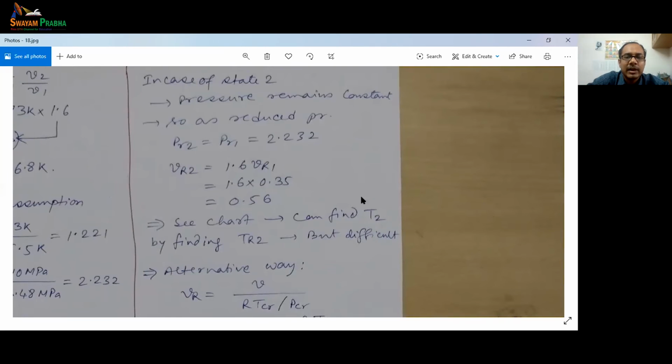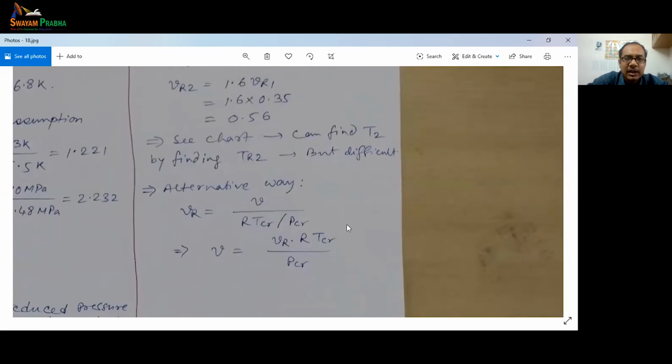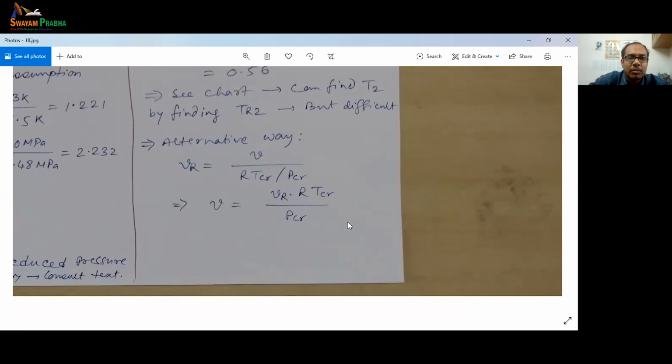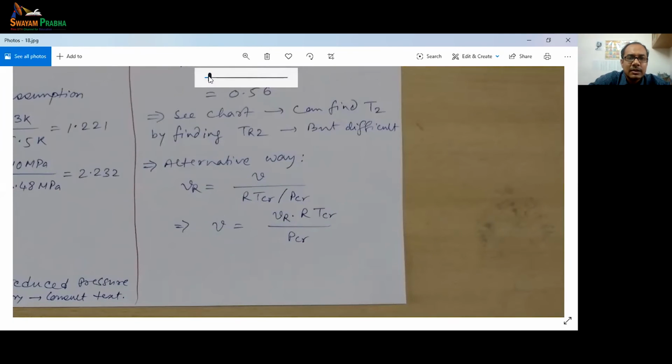Now we know PR2 is 2.23 and VR2 is 0.56, and we can go back and find the temperature TR2, and then we can find T2. But that is a difficult way to do it, because reading VR from the chart is difficult. So what you can do is find the relationship between V and VR. VR is by definition the specific volume V divided by R TCR by PCR. So this is the volume at any condition.